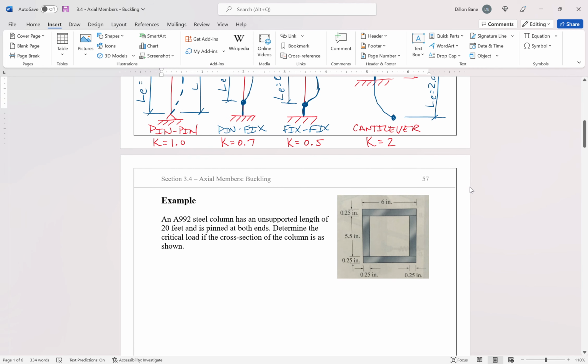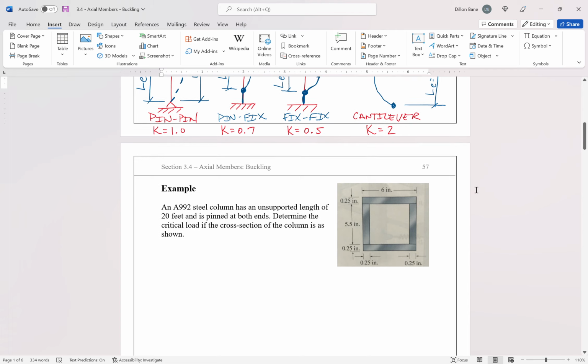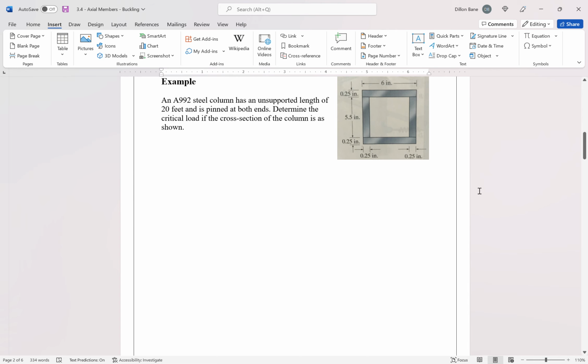All right, so let's take a look at our first example. You know how we always start with a pretty simple example, so let's start with this one. We've got an A992 column, which is a steel column. It's got an unsupported length of 20 feet and it's pinned at both ends. Determine the critical load if the cross section of the column is as shown. We've got this square tube column. It's a 6 by 6 column with 1/4 inch wall thickness.